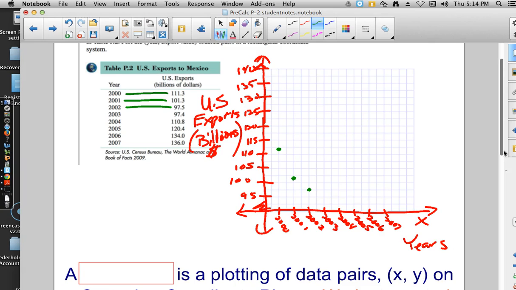2003, 97.4, so just a little bit below there. 2004, 110.8. A little bit lower than our 111.3 from earlier. 2005, 120.4.